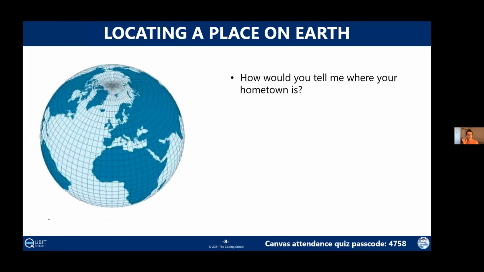But if I wanted you to be really precise about where your hometown is, usually the way we describe precise locations on planet Earth is by latitude and longitude. Right, so some people are throwing it out in the chat there, latitude and longitude. Now, if you aren't familiar with these concepts, that's okay. I'll quickly review what they mean.